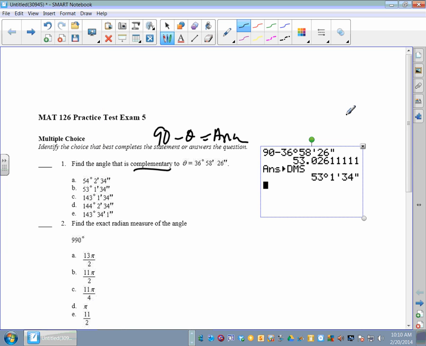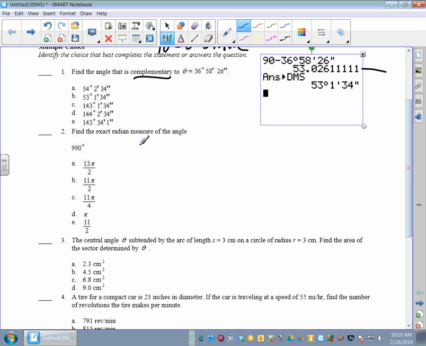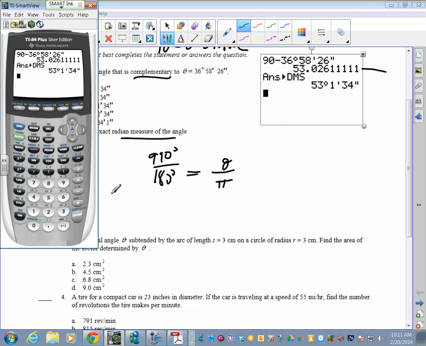So we talked about those buttons before. The exact radian measure of an angle, that's just using your conversion of 180 and pi. The 990 goes here. The theta goes right here. You guys can work ahead if you want. I'm slow because I have all this stuff on here.